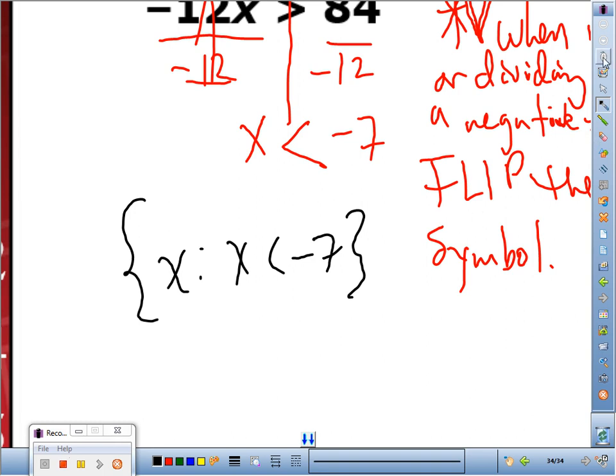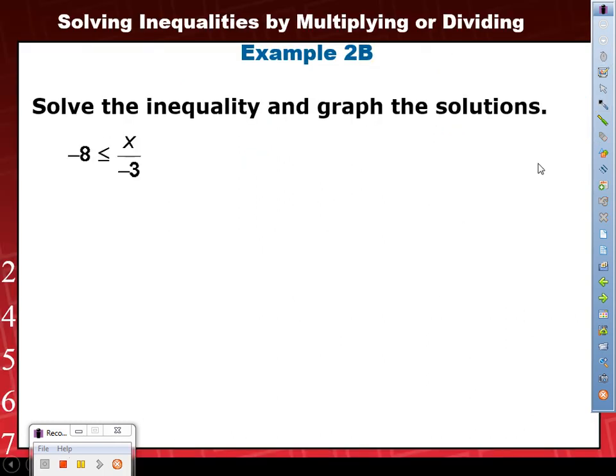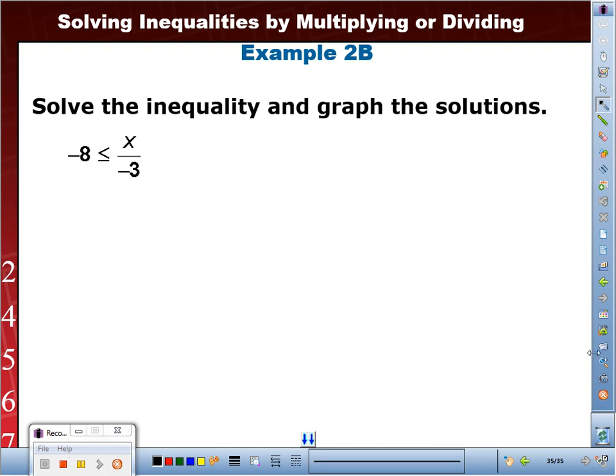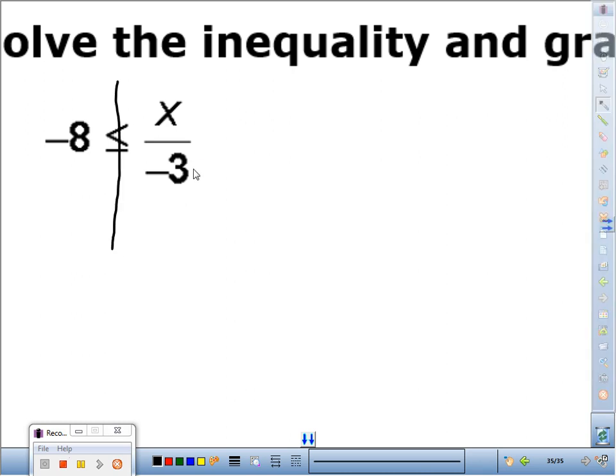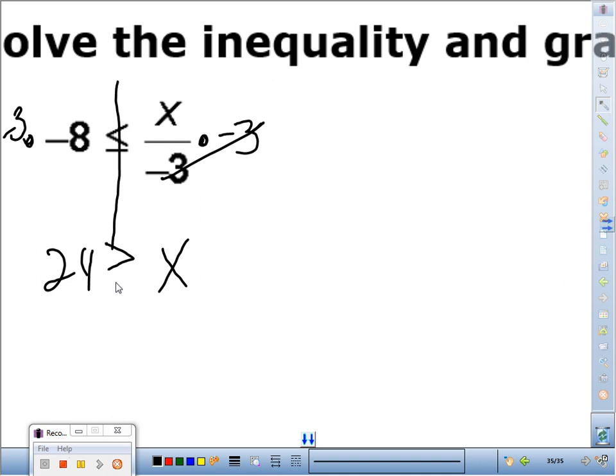Okay? And the last one, everybody look up, please. You're going to see some division in this way. So what would I do here? Multiply times negative 3, multiply times negative 3. So therefore this is x, this is 24. But what happens to the inequality symbol? It flips, right? Because we multiply times the negative.